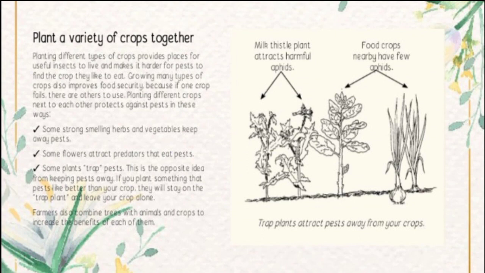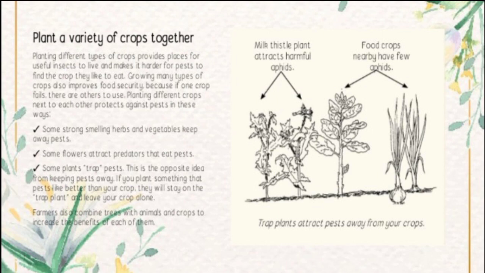So let's move to planting a variety of crops together. Planting different types of crops provides places for useful insects to live and makes it harder for pests to find the crop they like to eat. Growing many types of crops also improves food security because if one crop fails, there are others to use. Planting different crops next to each other protects against pests in these ways.